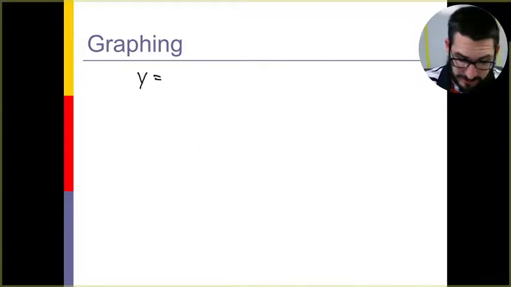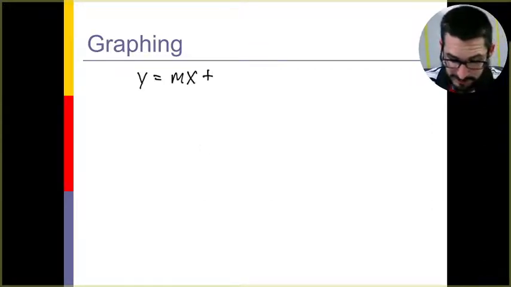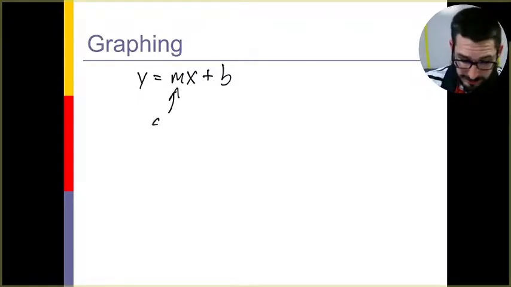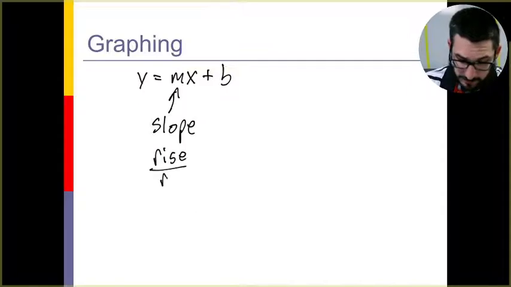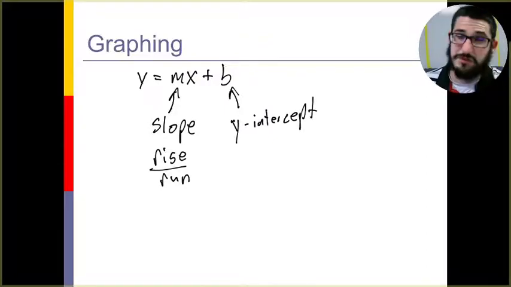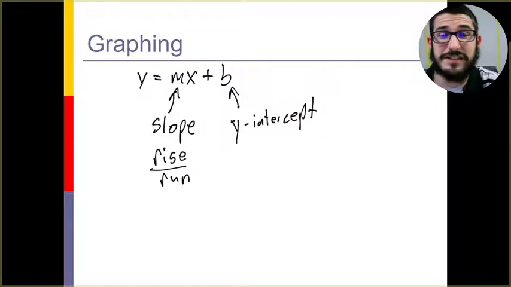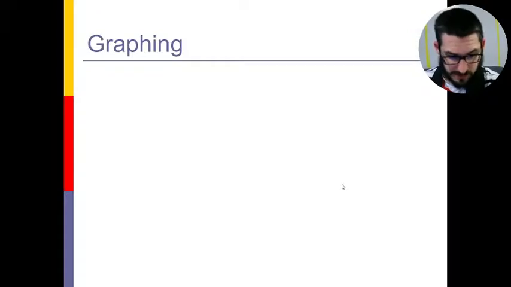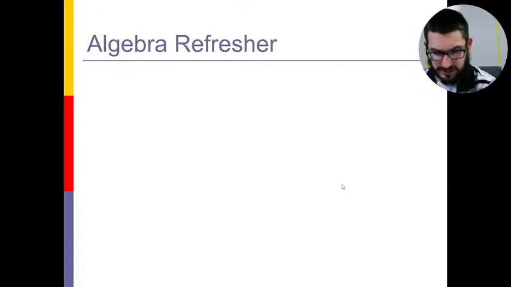You will need to know y equals mx plus b, the formula for a line. So you need to know that m is our slope, which means rise over run. And you need to know that b is our y-intercept. You need to be able to find each of those in a set of data, or be able to find that in a graph. Then last thing for us to quickly review is algebra.